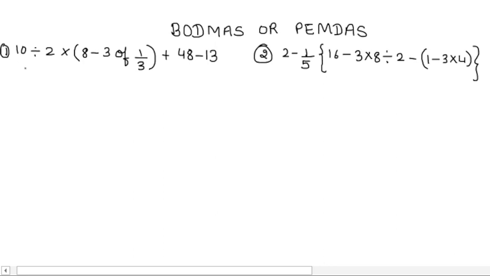Let us solve these two questions based on BODMAS, also called PEMDAS. This is about the order in which certain operations are performed on numbers. Look at the first question. You have division, multiplication, subtraction, addition. Every operation is being performed here along with of and this bracket.